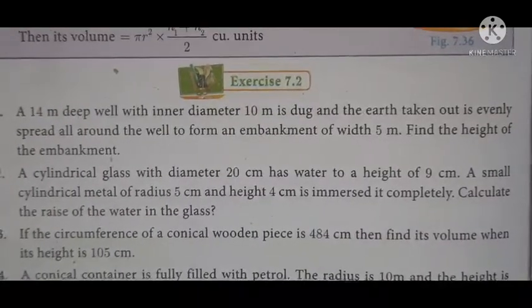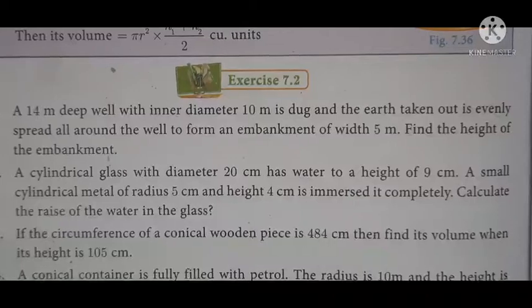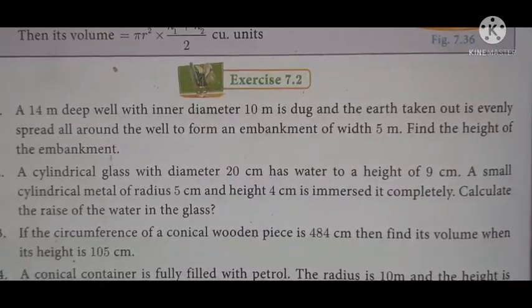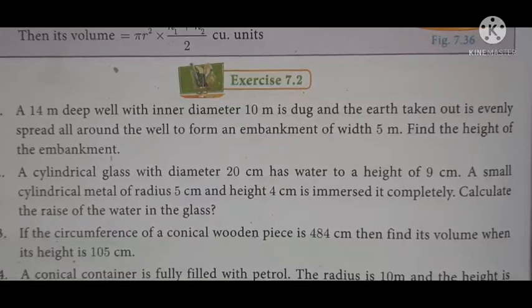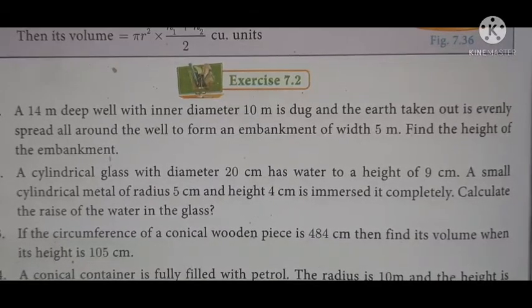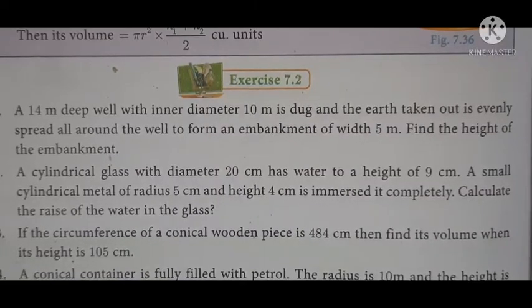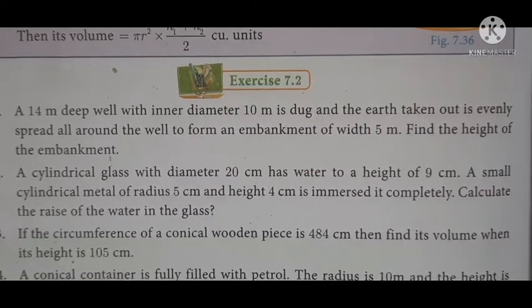Exercise 7.2, sum number 1. A 14-meter deep well with inner diameter 10 meter is dug and the earth taken out is evenly spread all around the well to form an embankment of width 5 meter. Find the height of the embankment.